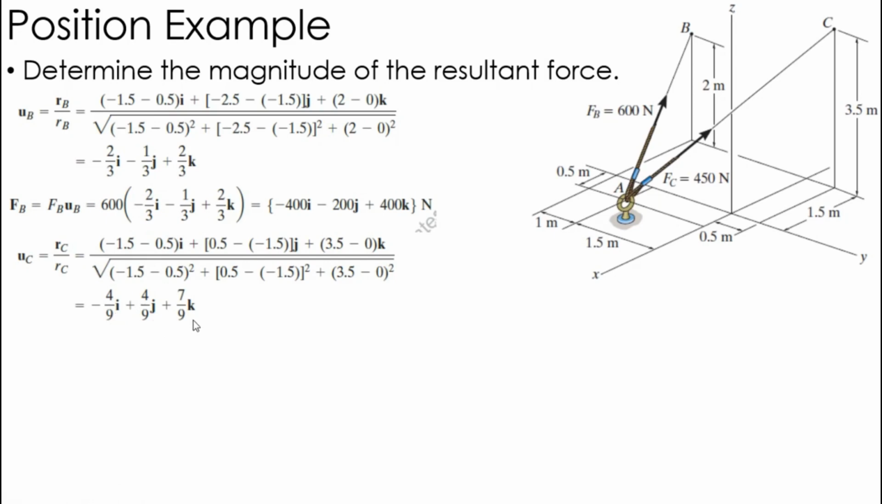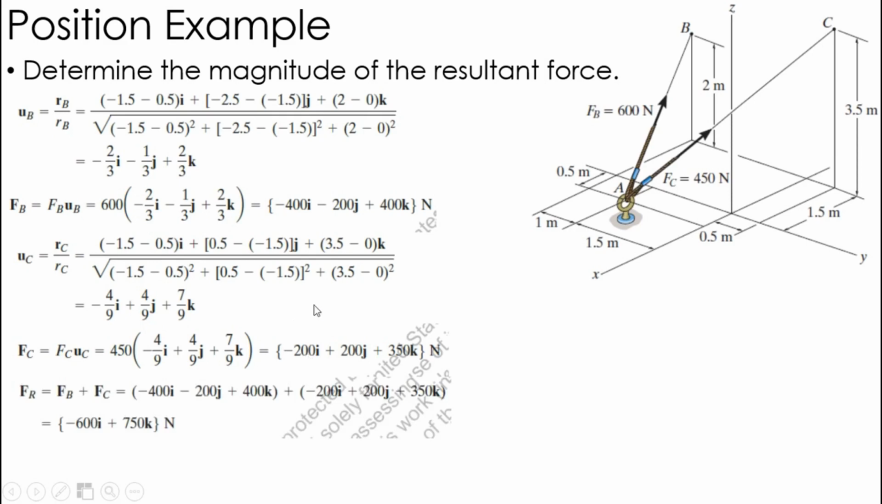Taking that unit vector times the 450 gives me my force vector for C. So I take 450 times negative 4/9, get negative 200. 450 times 4/9, positive 200. 450 times 7/9, positive 350. Okay, so at this point now it's very simple. I've got my force vectors written in Cartesian form.